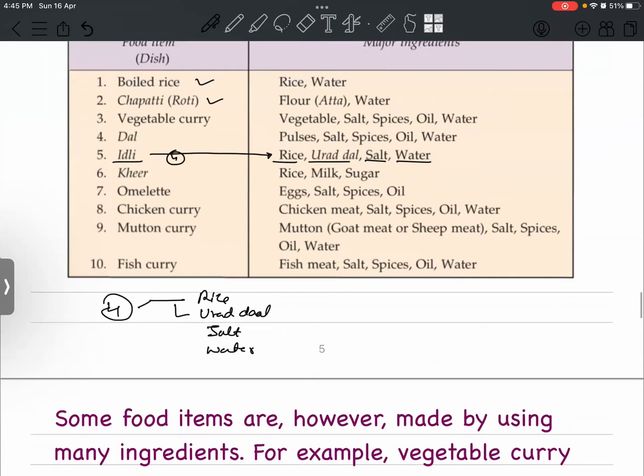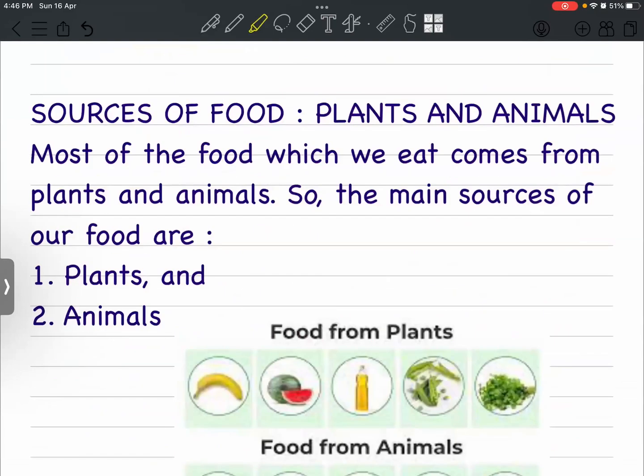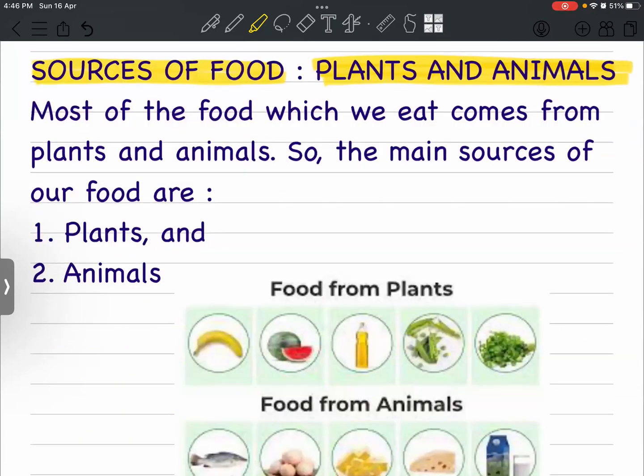Now coming on to the major part of the chapter, that is the sources of food. What are the sources of food? Where do we obtain the food from? Plants and animals, that is obvious. Those are the major providers of food on the planet Earth. So all the foods which we eat basically come from plants and animals.